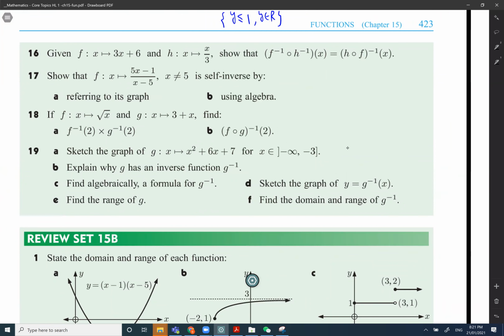Question 16, higher level only. The symbol just means F x equals 3x plus 6, H x equals x over 3. This question is about F inverse, H inverse. You need to find both.